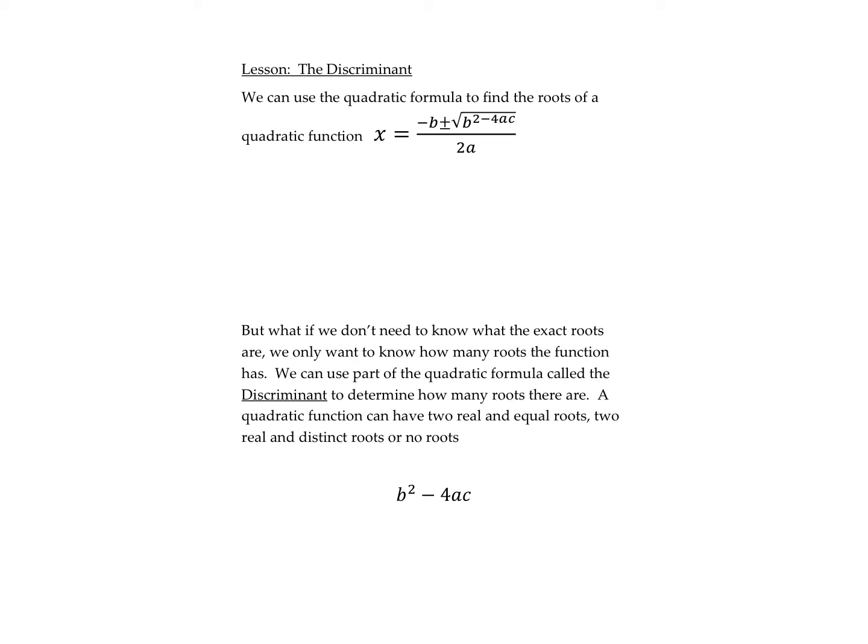In this lesson, we're going to look at what is called the discriminant. As you know, we can use the quadratic formula to find the roots of a quadratic. Remember, roots are also called x-intercepts. We are trying to find the value of x when y equals 0. You might see them called zeros. You might see them called solutions because we are solving. Solving means find the value of x when y is 0.